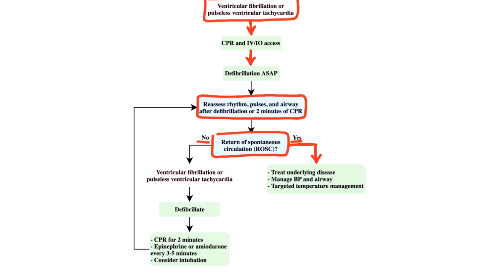If there is no return of spontaneous circulation and the rhythm is still VFib or pulseless VTAC, patients should be defibrillated for a second time. This should be followed by CPR for 2 minutes and epinephrine every 3 to 5 minutes after the second shock. Amiodarone can be given after third shock. We may continue intubation if that is applicable.